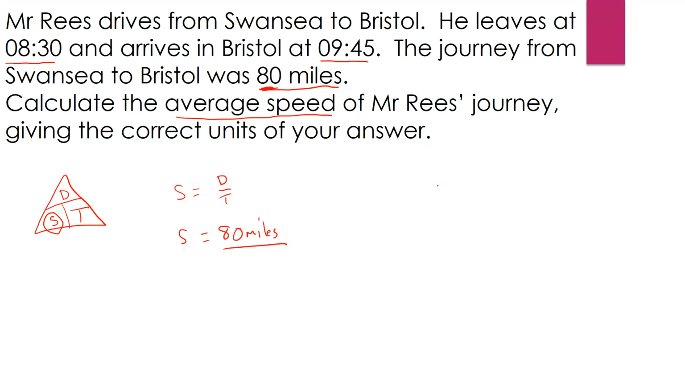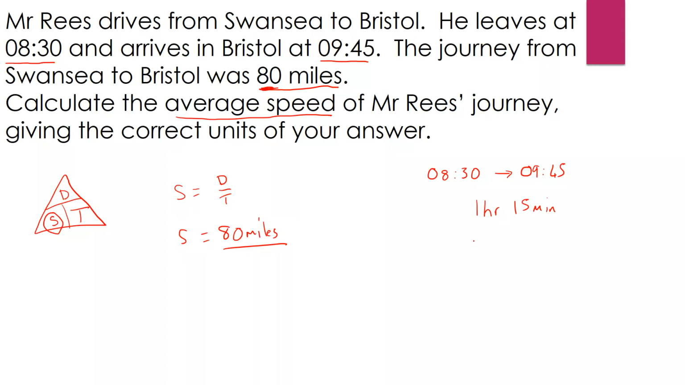So his journey started at 8:30, and he arrived in Bristol at 9:45. So how long did the journey take? Well, if we add 1 hour onto 8:30, that gets us to 9:30. So from 9:30 to 9:45 is another 15 minutes. So the journey took 1 hour and 15 minutes.